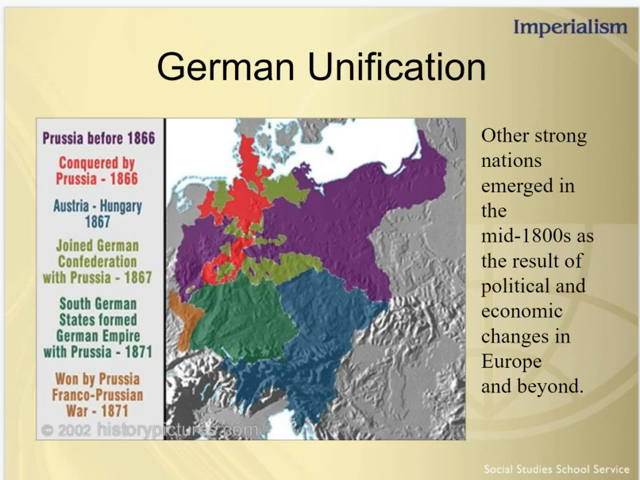After Prussia's victory over France in the Franco-Prussian War of 1871, Prussian leader Otto Bismarck was finally able to create a unified German state. Under Bismarck's leadership, Germany began an intensive policy of industrialization.